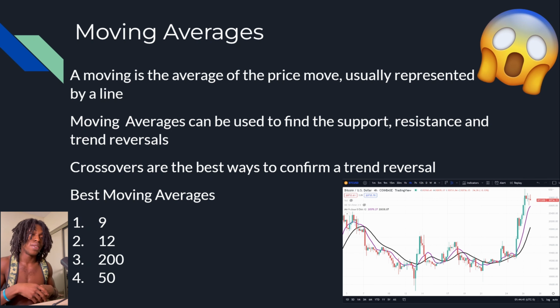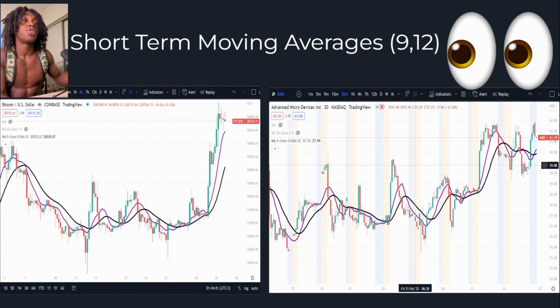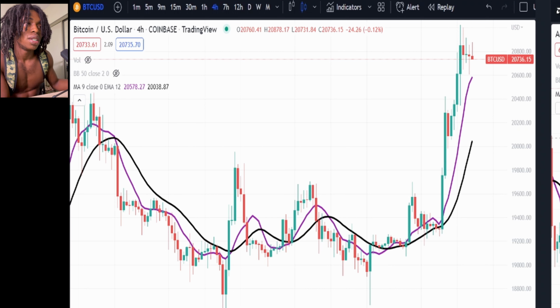And then the best moving averages to me, the 9 to 12 for short term, and then the 250 for long term. These aren't in any order, I just wanted to put them up there for y'all. Short term moving averages, the 9 to 12. The 9 is normally the one closest to the actual price, and the 12 is the one further out. The higher the number you're using for your moving average, the further it is from the security. The lower the number, the closer it is to the price of the security. So right here, the 9 is this purple line, and the 12 is the black line.